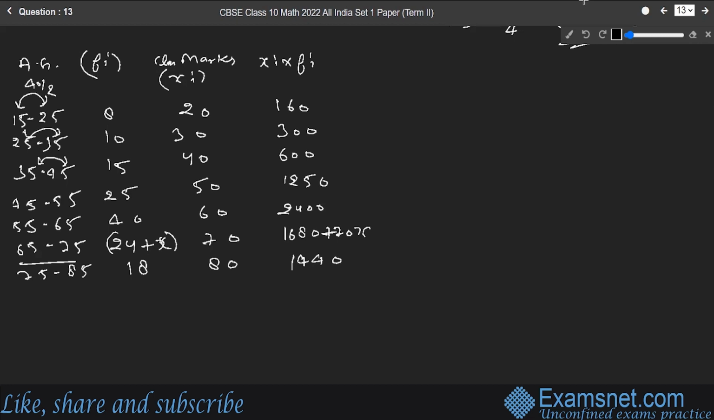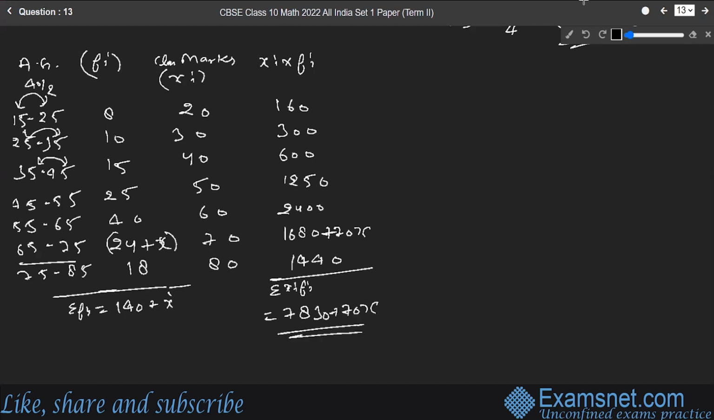Okay, so let us do the summation Fi. The summation Fi here, the summation of all the values, is going to be 140 plus X. And on the other side, let us do the summation of Xi Fi. Just add all these values. What you get as the final one is 7830 plus 70x. That is the final summation Xi Fi.